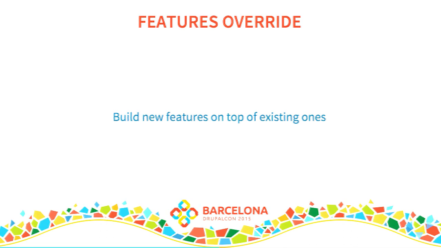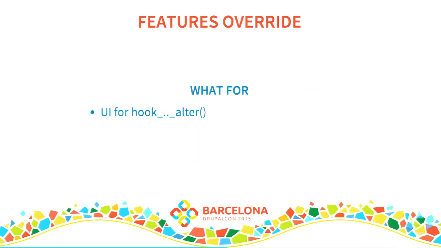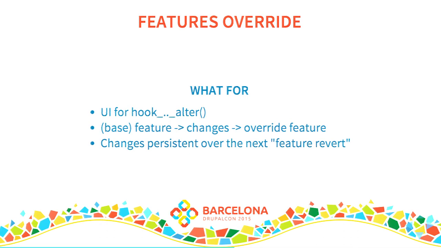And the idea is actually quite good. So it's kind of a user interface for alter hooks. Before I found the overrides module, actually I would write the alter hooks myself. And then I found features overrides, and it did that in a site building kind of way, how we Drupalists love it. So the idea is to have a base feature in your distribution. You can make changes and you can create an override feature to make those changes persistent. So even if you revert the base feature, your changes would still be kept because your overridden feature overrides that. So your changes will not be lost.